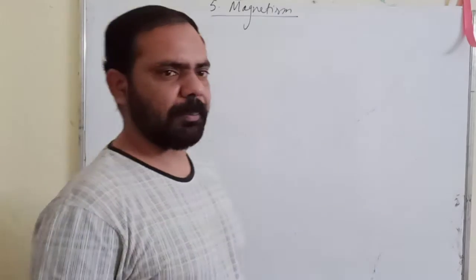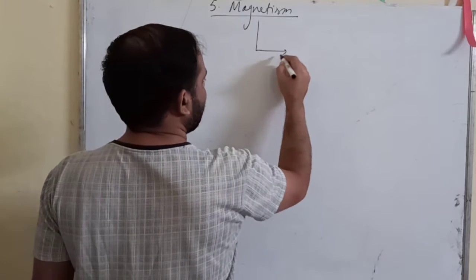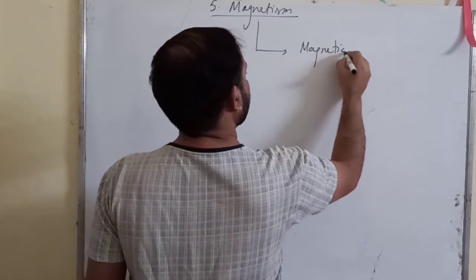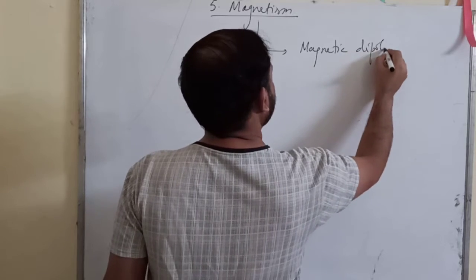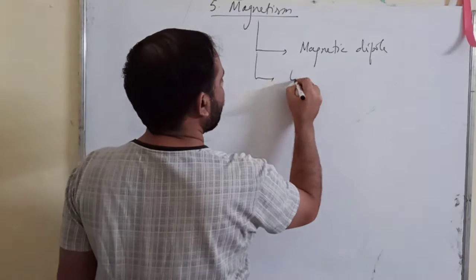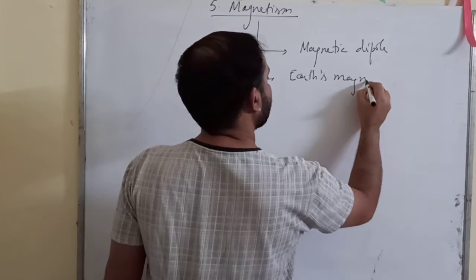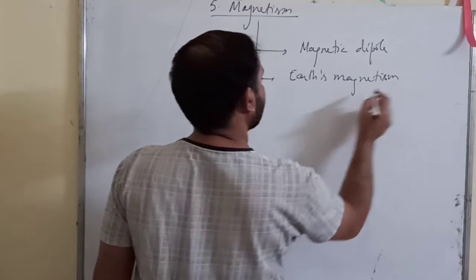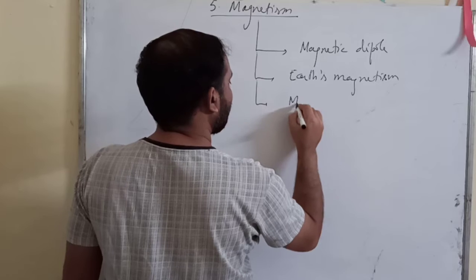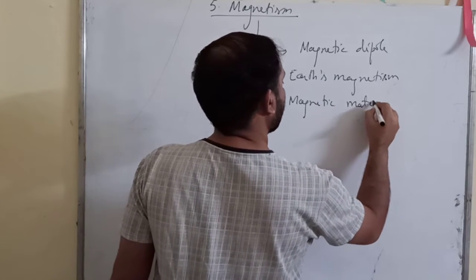The name of the chapter is magnetism, and I will divide this chapter into three parts. First part is magnetic dipole. Second part will be Earth's magnetism, and third part will be magnetic materials.